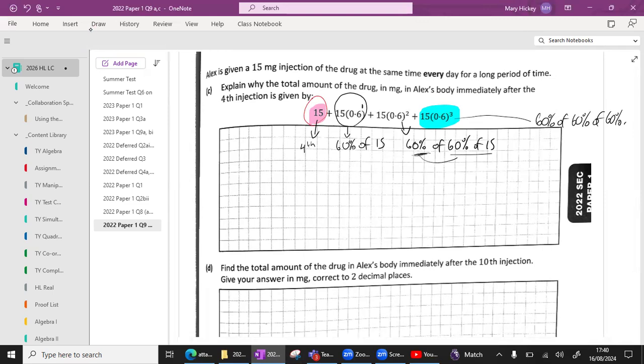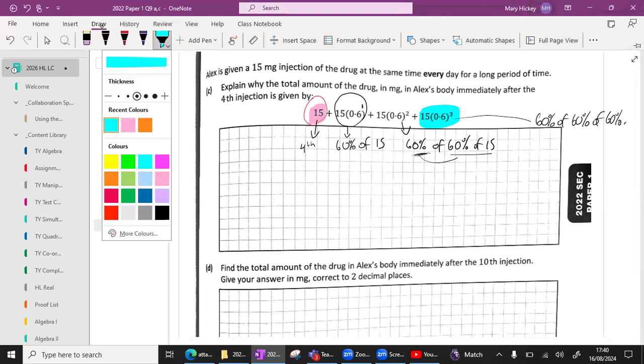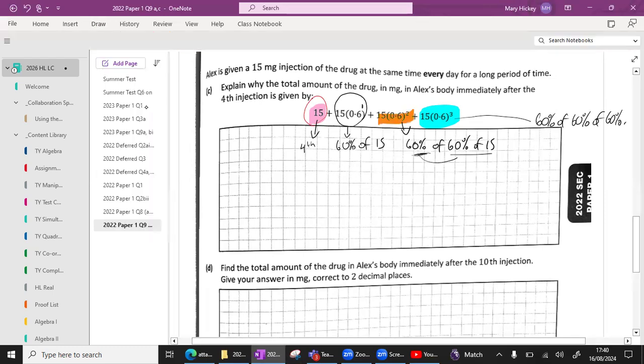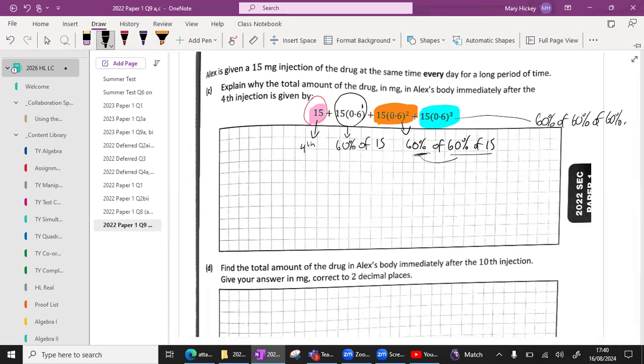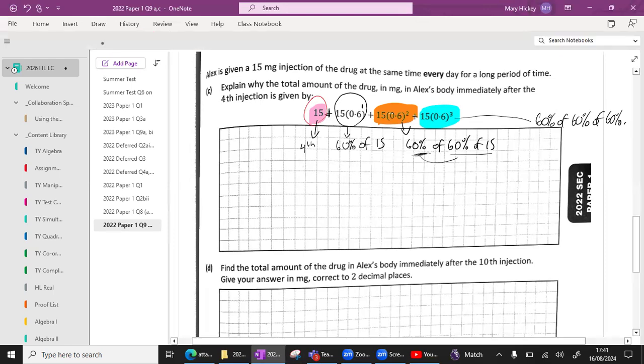Whereas if you look at your 2nd injection, well, you would have 60% of the 60%. And why are they being added together? Well, why is there a plus in between each term? Well, there has to be a plus, because whatever's left over from the day before accumulates in the body. So it's not like it just evaporates, it's all accumulating.